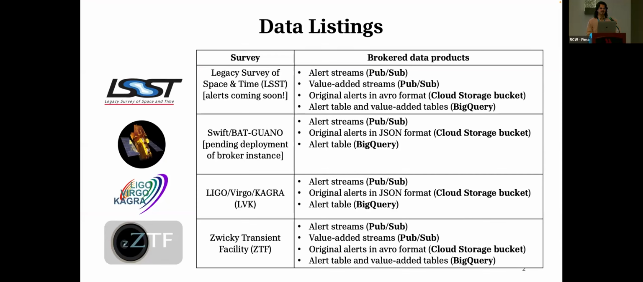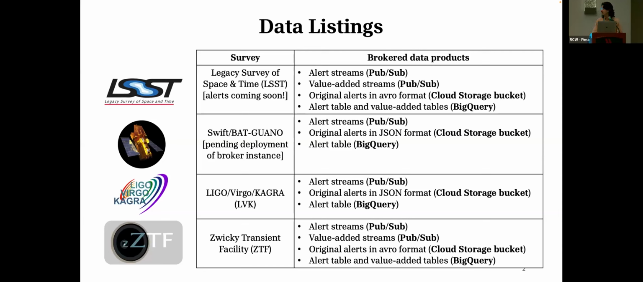Some of the common questions that I get whenever I introduce the Pitt-Google Alert Broker are, why are you called Pitt-Google? And also, why don't you have a logo? And so the answer to the first question is actually relatively straightforward. We are the Pitt-Google Alert Broker because we've embraced cloud services as a solution to the challenges our field currently faces in data processing, transport, and storage.